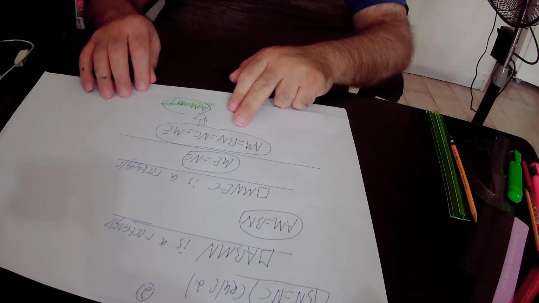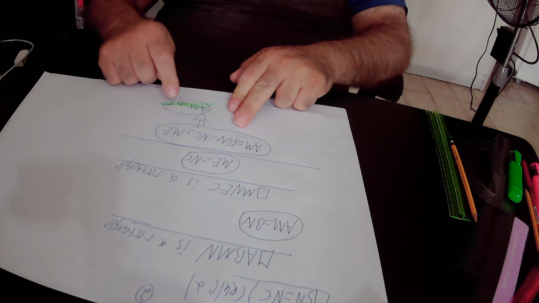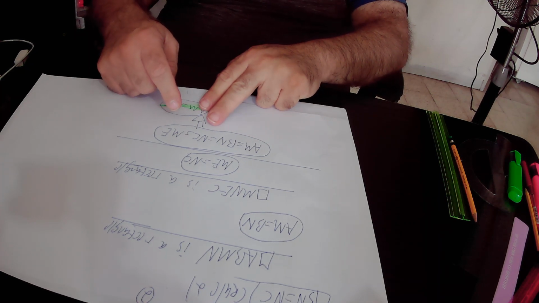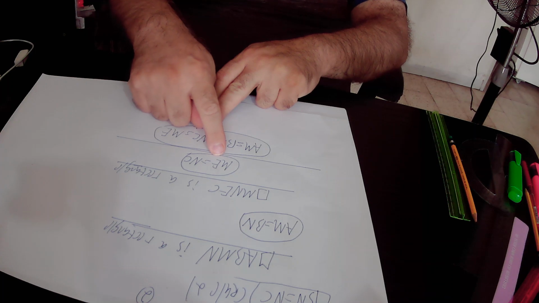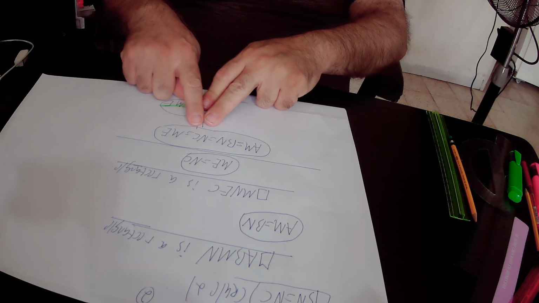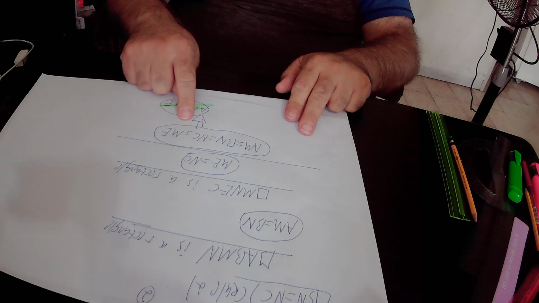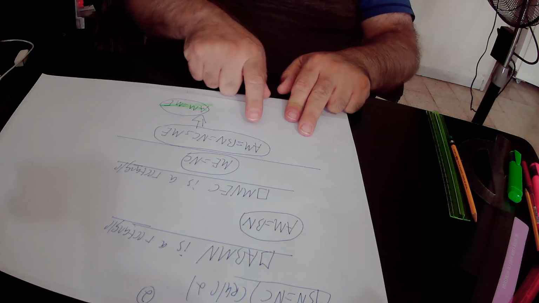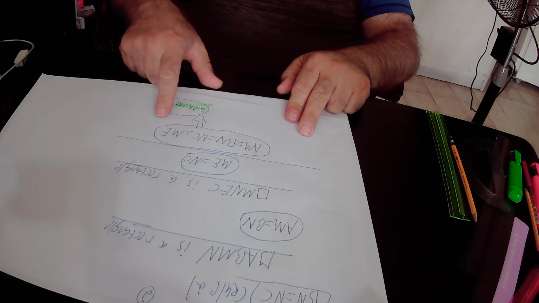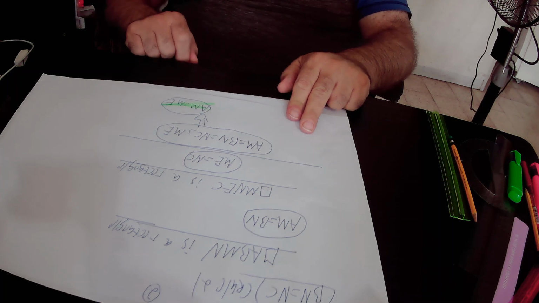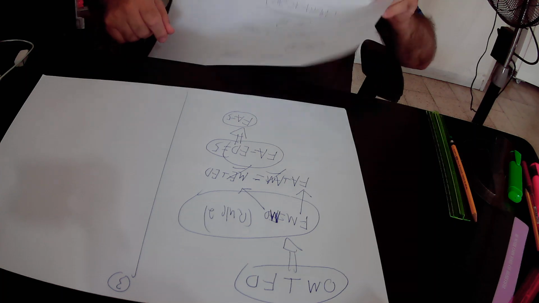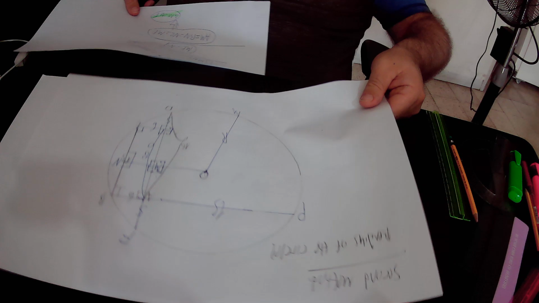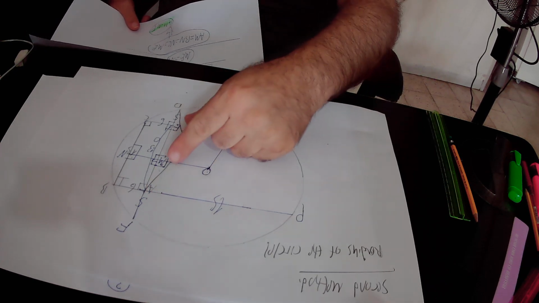But we have already found out that BN also equals AM. So we can write here that BN equals AM. And NC also equals ME. Therefore we can write that NC equals ME. And from this long equation, AM equals BN equals NC equals ME, we derive that AM equals ME.